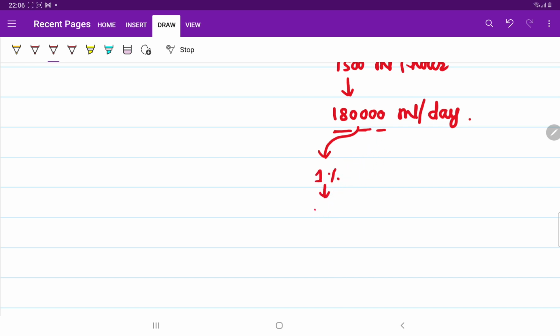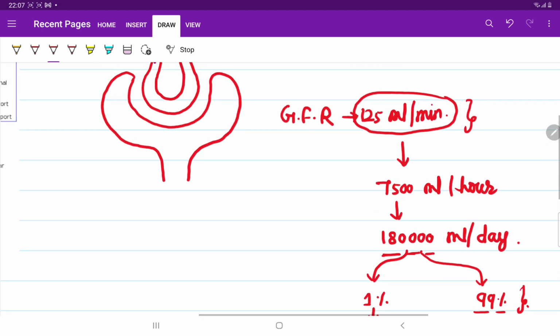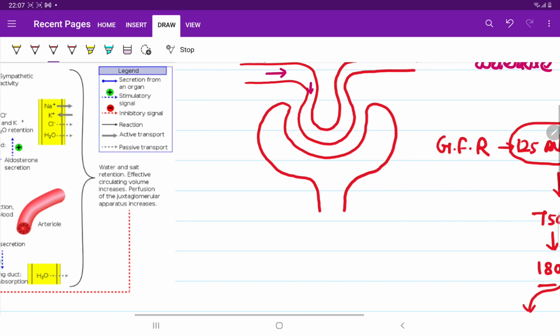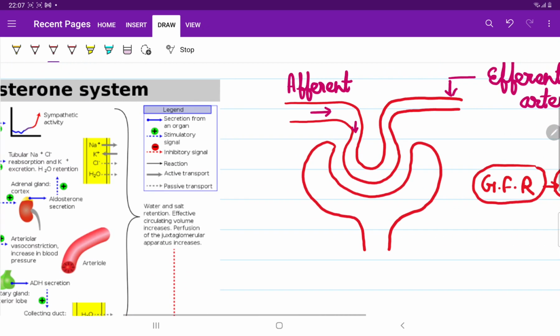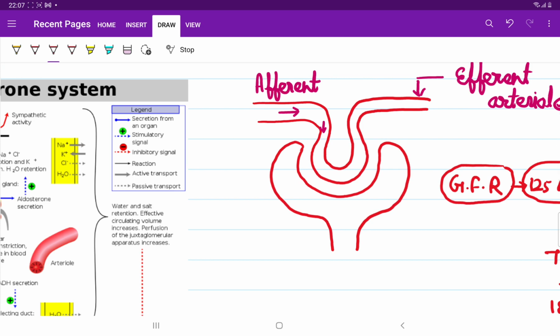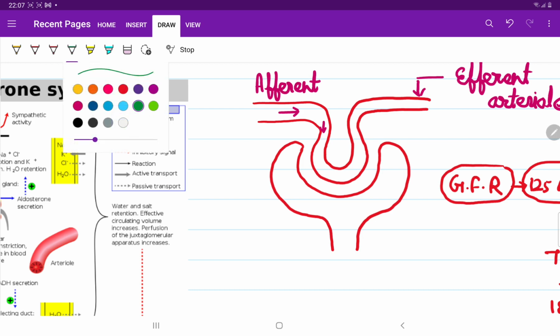If I am taking a round value, actually it will be 1 to 1.5 liter, but for my convenience, if I take that value as 1.8 liter, still it is just 1% of the total volume. The remaining volume of the filtrate, that is 99%, is reabsorbed back in the nephron only. Now the volume of filtrate formed per minute is called glomerular filtration rate. This glomerular filtration rate is quite changeable. Whenever required, it increases, and whenever required, it decreases also.